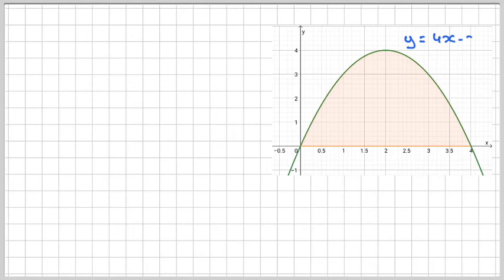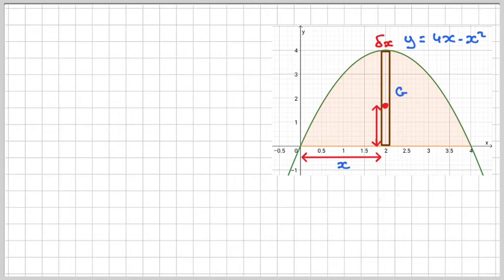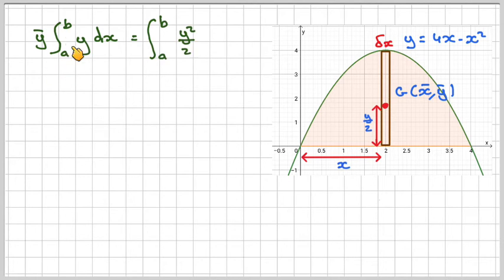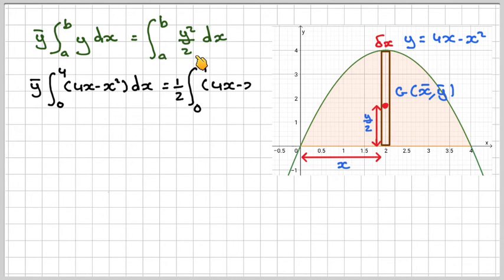Now, for the y, just draw up the graph again. We've got to consider the average of all these ones here, where each strip is going to be y over 2, halfway up each strip, and we've got to sum all these strips up. So y bar times the integral from a to b of y dx will be equal to the integral of y squared over 2 dx. So this is y bar times the integral from 0 to 4 of 4x minus x squared dx. And I'd like to take the half out. So half of 4x minus x squared, squared.